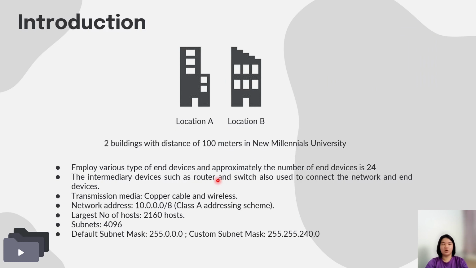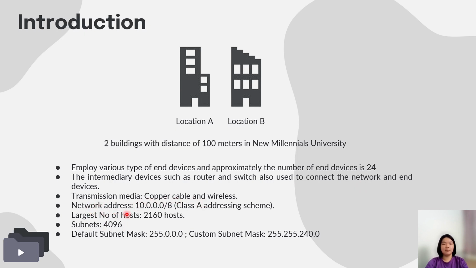For this assignment, it consists of two buildings with distance of 100 meters in New Millennials University. We employed various types of end devices, and approximately the number of end devices used in our network design is 24. So the intermediary devices such as router and switch are also used to connect the network and end devices. The transmission media are copper cable and wires.